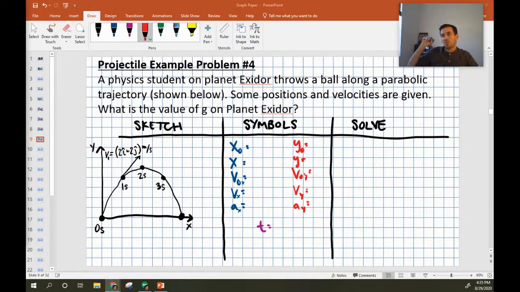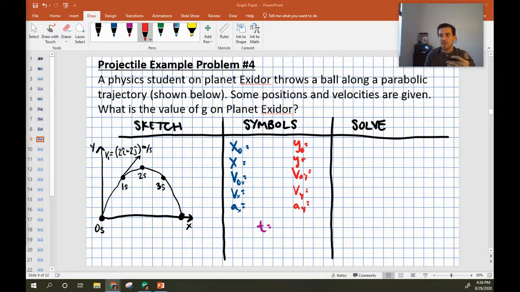So we have a physics student throwing a ball along a parabolic trajectory. I drew it in here the way that it's drawn in the classic question that comes out of a book called Five Easy Lessons and probably other places too. So I drew it in the way that it would appear. I just wrote it in the sketch area. And then it gives you some of the positions and velocities. And the velocity that it gives us, instead of a value in meters per second, it gives us in that IJK notation, or that vector notation.